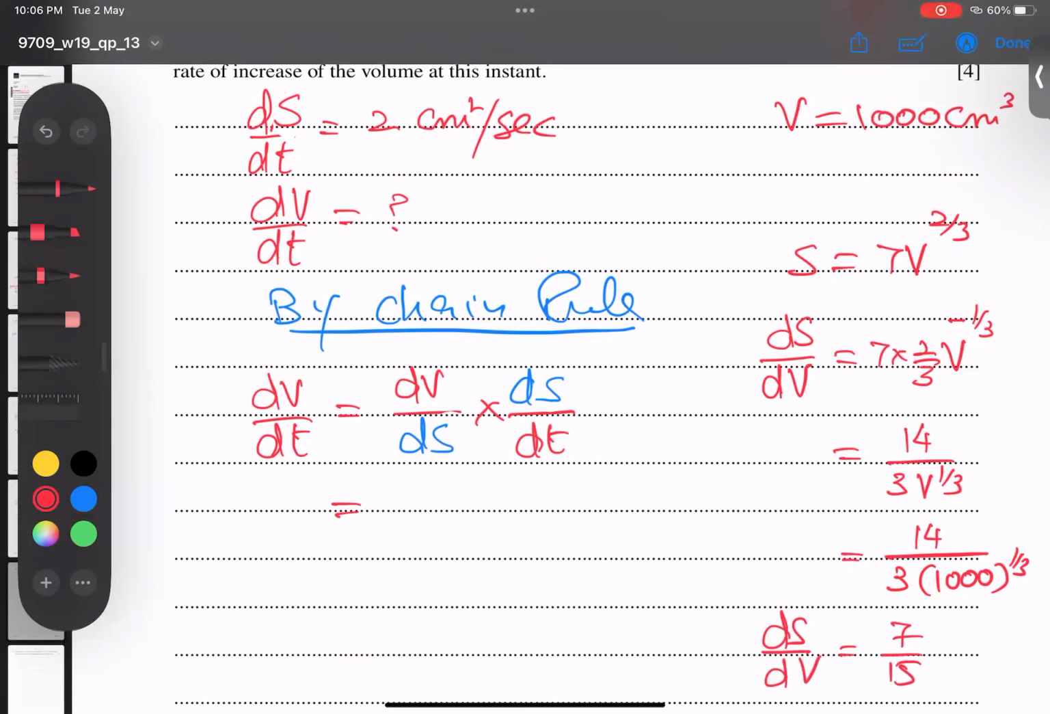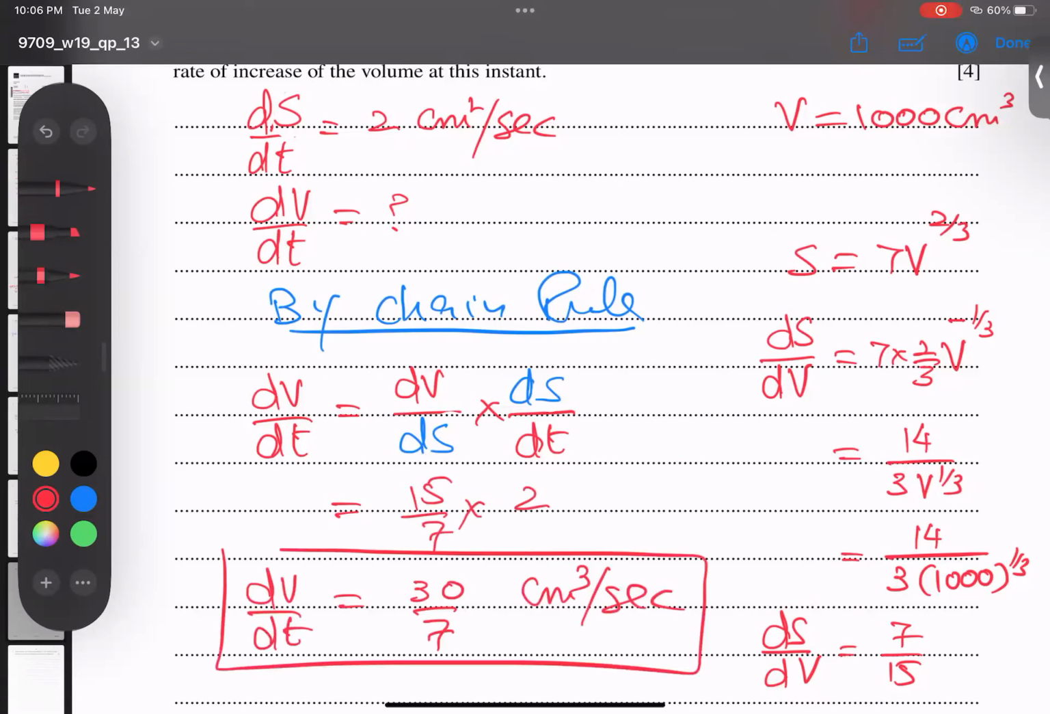All right. So there's 7 over 15. I'm writing here, but this is dS over dV, and this is dV over dS. So flip: 15 up, 7 down. And dS by dt is 2. So I'm getting here 30 by 7, and volume by time, so centimeter cube by second. Alhamdulillah Rabbil Alameen. I believe the point is very clear, and we have done it. Let's go for the next question.